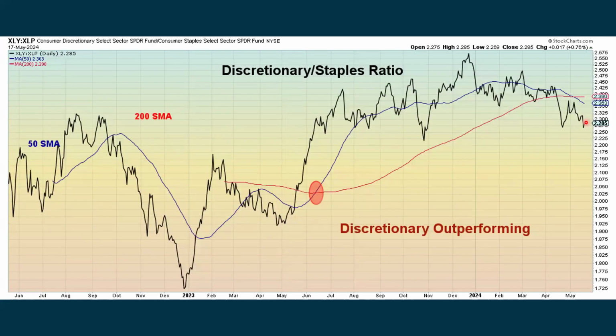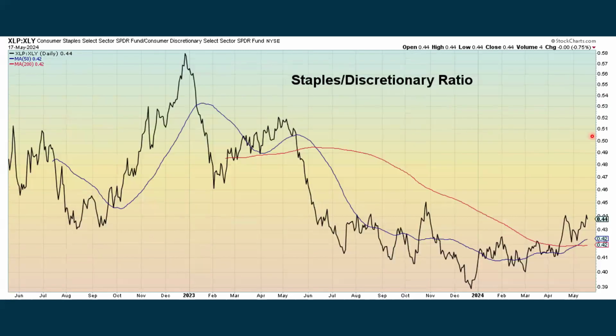Discretionary to staples. This is another area where we would want to see this ratio going up if we're more positive on the market, based on how we've been seeing the recovery from the October 2022 lows. This ratio is now going down when we compare discretionary to staples. And discretionary had been outperforming, but now it's starting to underperform. Here's an inverse of that same thing, where staples were underperforming. Now they're starting to outperform.